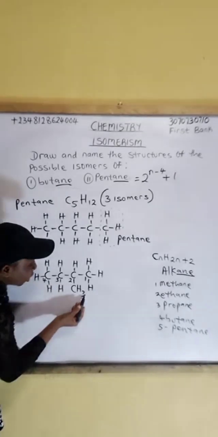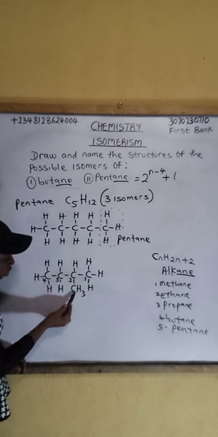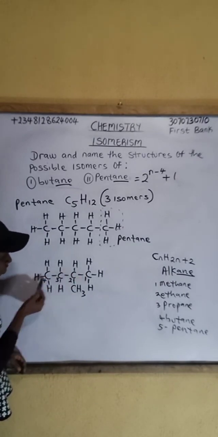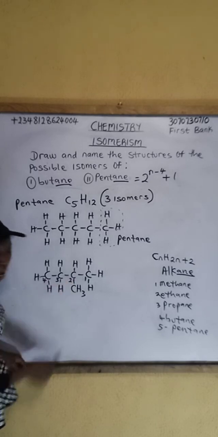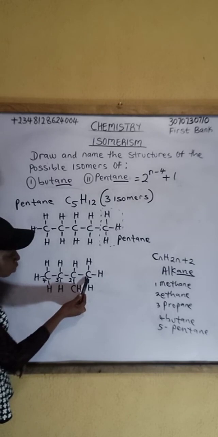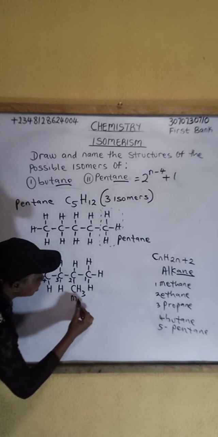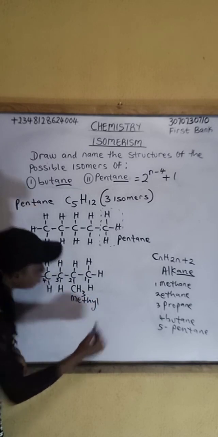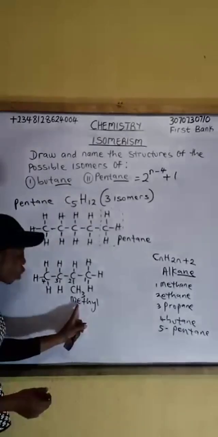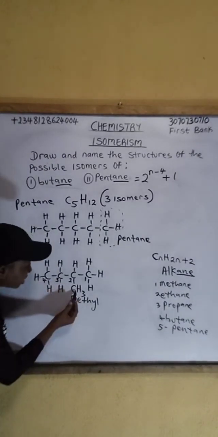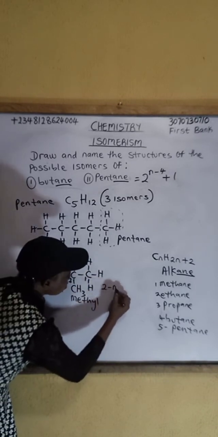So this CH3 is attached to one of these carbon atoms. Now, the CH3 is on the second carbon atom. It's attached to the second carbon atom: 1, 2. Now, CH3 is called methyl. Methyl is an alkyl group, so we call it methyl. So this methyl is on the second carbon atom, so you call it 2-methyl.